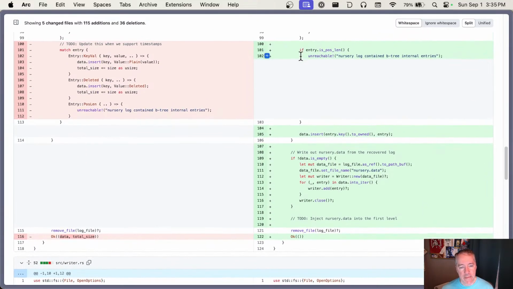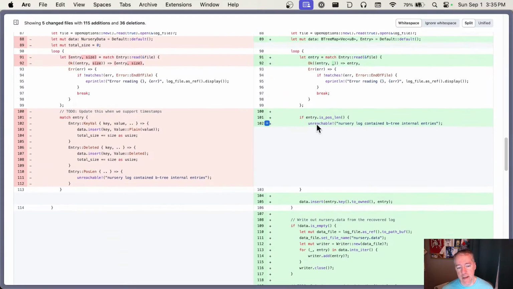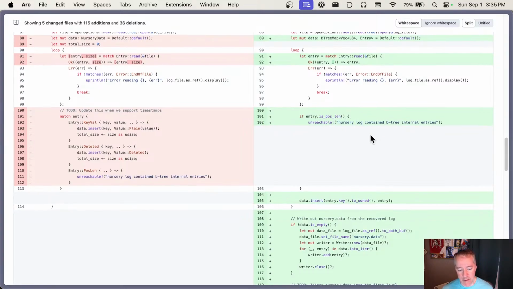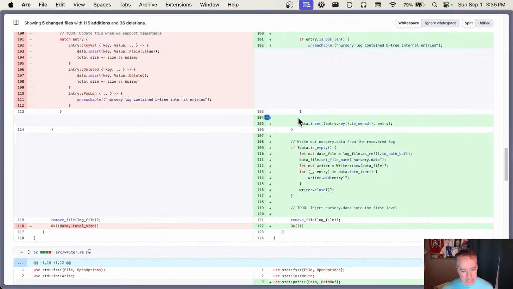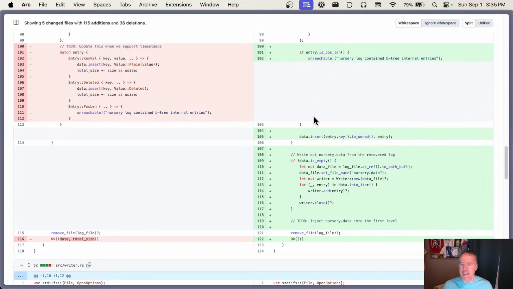Of course we have an exceptional condition here that if there's a position and length entry that's an internal node, it should not be in the nursery log. That is a bug in the program, just a little paranoia there. But it's good to have those little things in there in case you change something unrelated and you get a bug that creeps in because of expectations that can't be expressed in the type system.